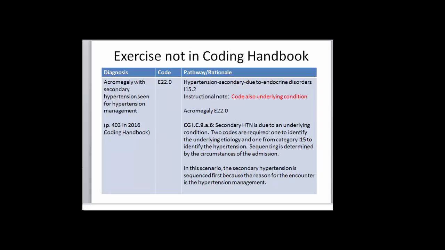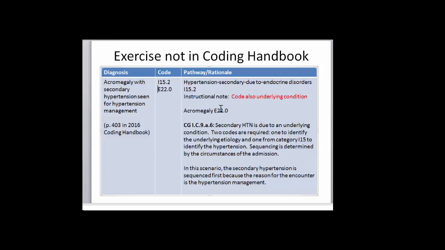And this exercise is an example of secondary hypertension and how that might be coded. And there is a coding guideline that relates specifically to secondary hypertension. And you see that the sequencing is determined by the circumstances of the admission. And this documentation tells us that the circumstances of the admission was the hypertension management. So that would be your first code. So this would be I-15.2 as your first code, and then acromegaly as your second code.